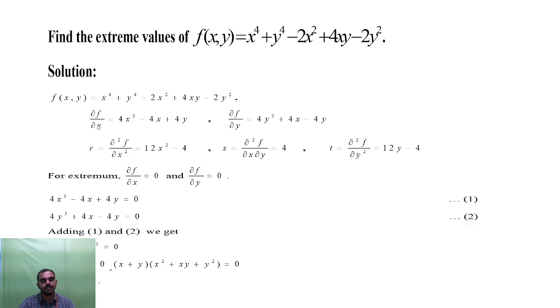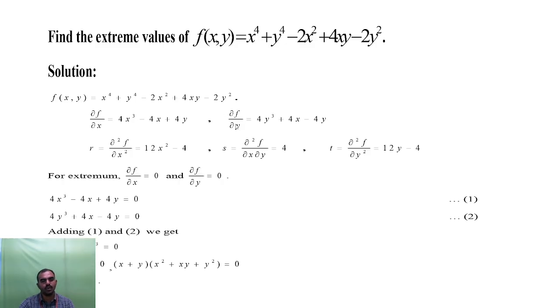First find dou f by dou x. x power 4, partially differentiate with respect to x, gives 4x cube. Then y power 4 gives 0. Then minus 2 is constant, x square differentiates to 2x, so minus 2 into 2x is minus 4x. Here 4y is constant, x differentiates to 1, so 4y into 1 is 4y. Here there is no x, so the derivative is 0.